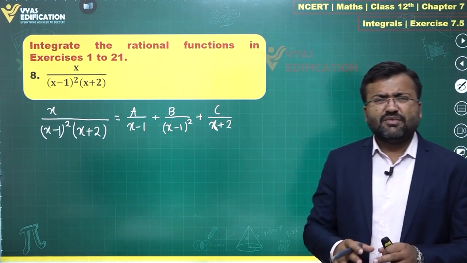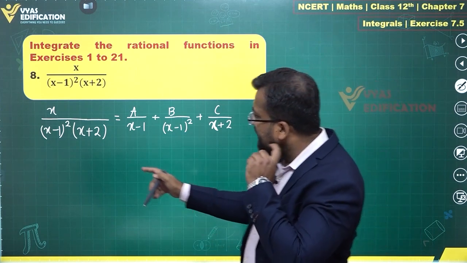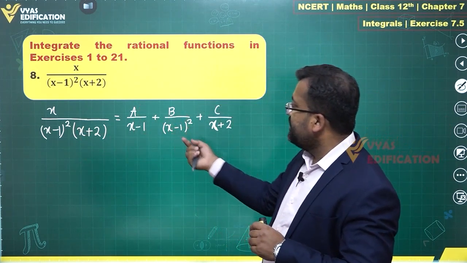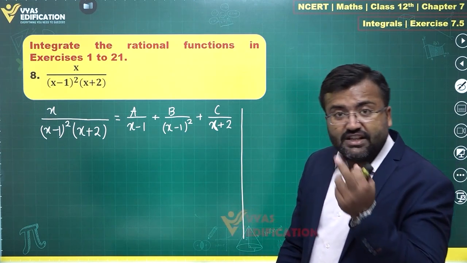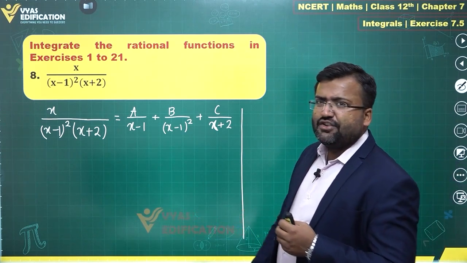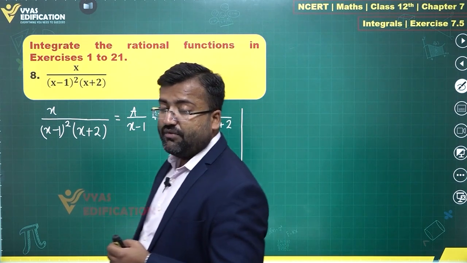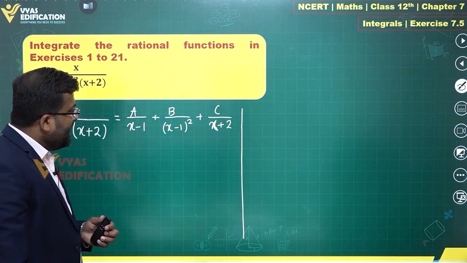Right, that's the form. This is something which you should remember first, that if you have a linear factor and it's a square, you write A upon x minus 1, B upon that linear factor squared, right? That's what you do. And after this, finding values of C will not be difficult. Finding value of B will also not be difficult.